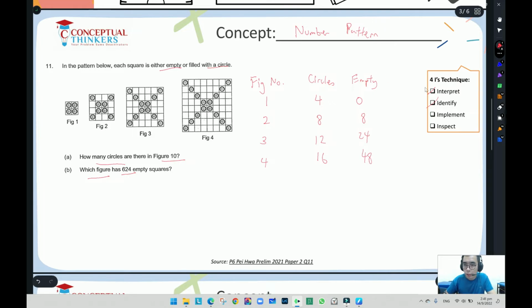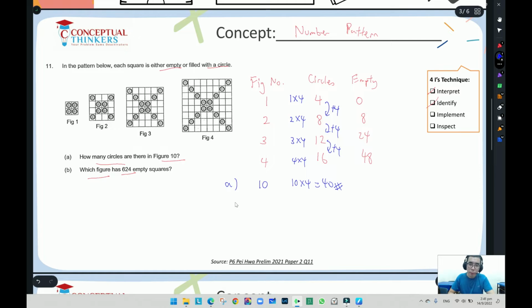Okay, so let's start to analyze the patterns. From figure 1 to figure 2 we're going to do an addition of 4. Then here also addition of 4, addition of 4. So the pattern will be 1 times 4, so figure number times 4, and 3 times 4, 4 times 4. So for part A, to look at figure 10, we're going to take 10 times 4. So the answer will be 40. Now this is pretty straightforward.